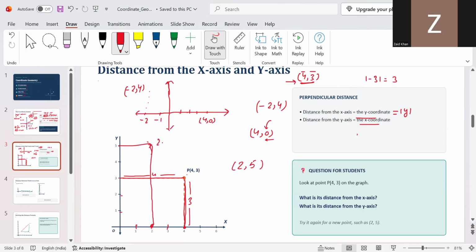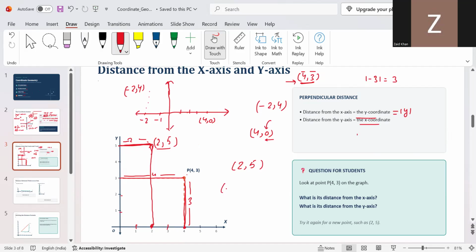Here, 2, 5. Meaning, what is the distance from the x-axis of this point? The x-axis distance is the y coordinate, that is 5. And what is the distance from the y-axis? You can say the distance is less than the distance from the x-axis. So please keep it in mind.